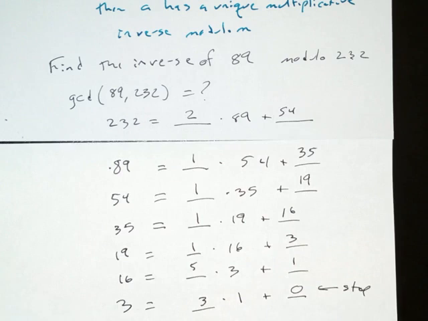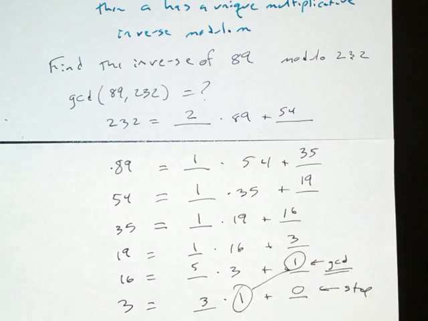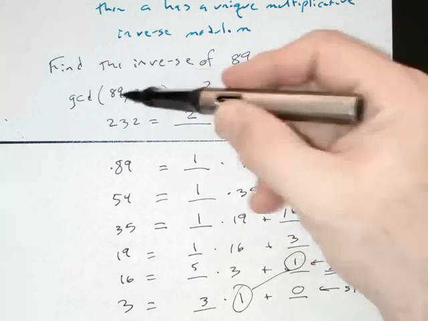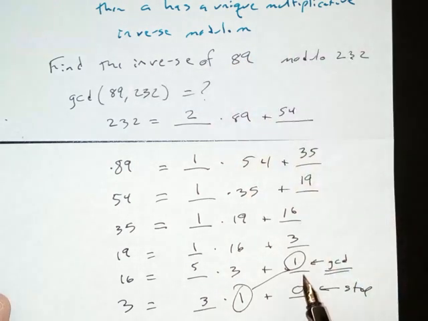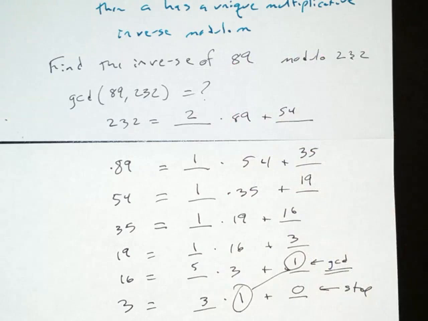That's my stop condition. And that means that the greatest common divisor is 1. It's the number we last divided by, which is the same as the remainder on the previous line. That means we have an inverse. Please note, all this calculation just showed me we can get one. How do I get one? I have to write 1 in terms of 89 and 232, which means I need to work my way back up all of these equations.